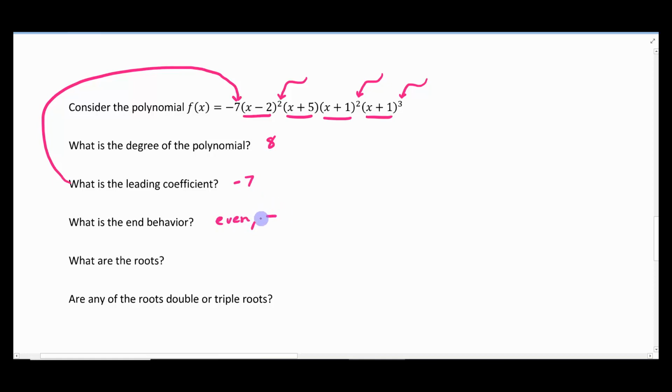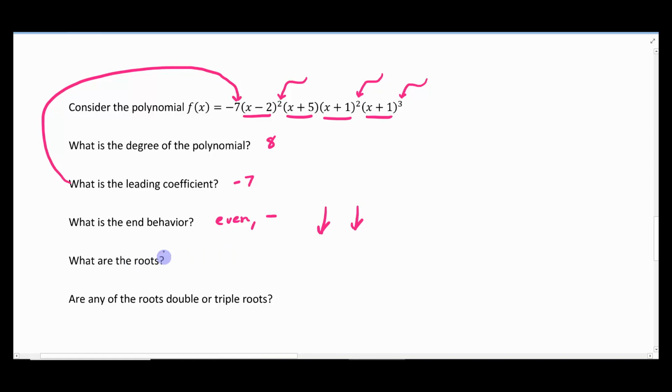And the way that I remember the even one, I just think to a basic parabola, because we've seen those before, and a parabola either goes up, up, or down, down, depending on whether or not there's a negative in front, right? So this is even, so it's either going to go up, up, or down, down, but since there's a negative in front, this is going to go down on the left and down on the right. So it's a down, down polynomial.